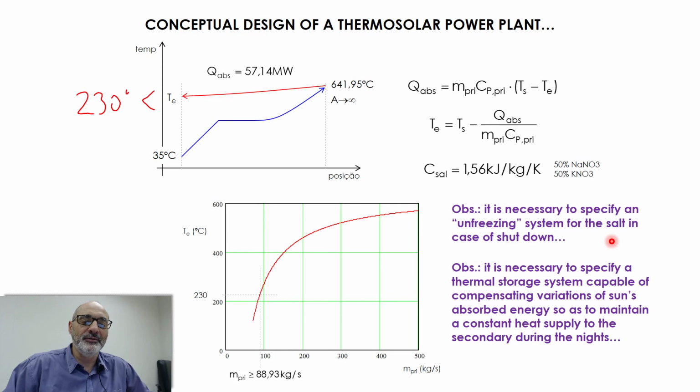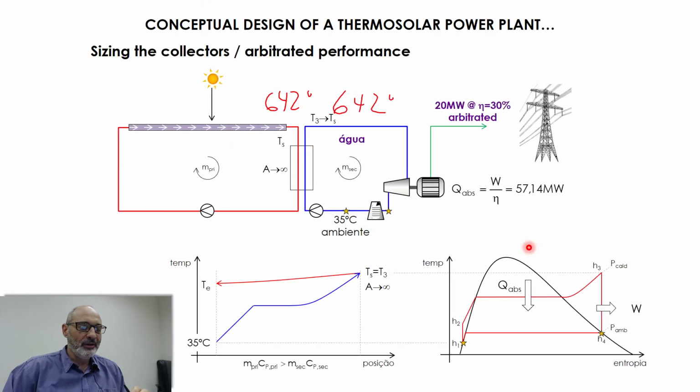It is necessary to specify an unfreezing system for the salt in case of shutdown, okay? You know, Murphy's Law: when a problem can happen, this means that it will happen. So for some reason, your power plant is going to shut down. You may have, I don't know, one week without sun. Very, very cloudy day. It's raining in the desert for one week. So you don't have sun, okay?